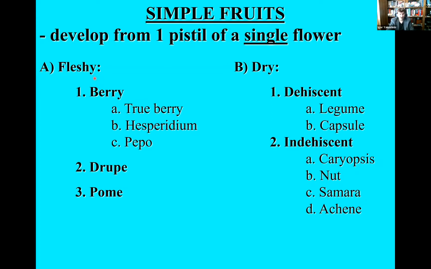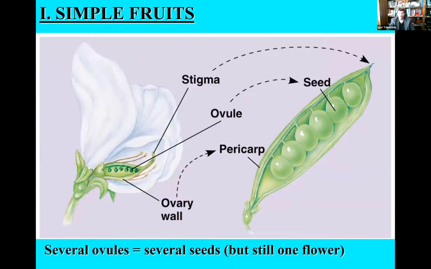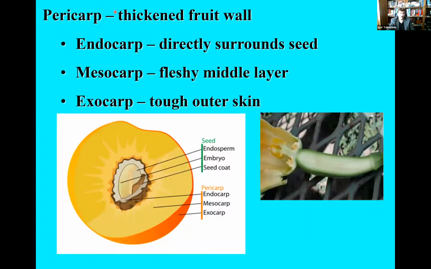Now, on the fleshy fruits, you will need to identify if it's a simple one or if it's an aggregate versus multiple. I'll give you the examples, and those particular examples will be on the lab practical. So here we go. Several ovules, several seeds, one flower. Could be one or several ovules. So don't have to worry about that.